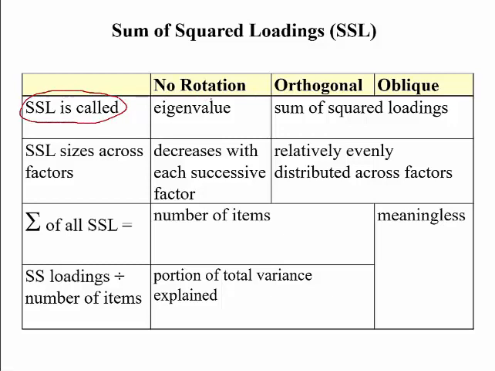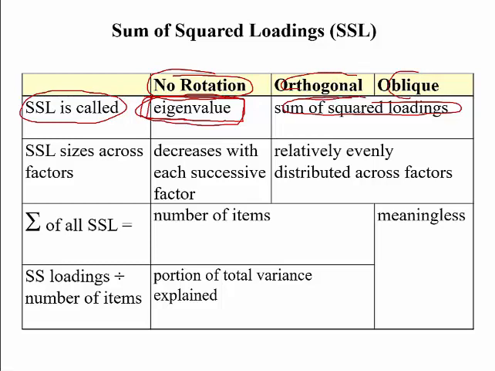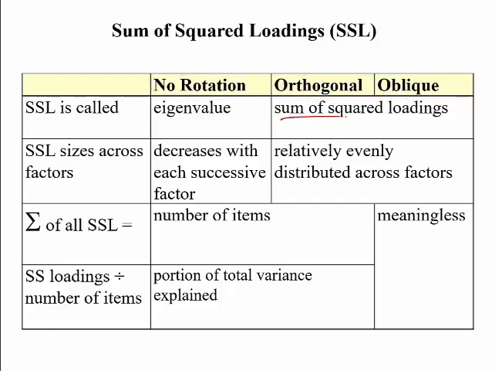We saw that in the example with no rotation, I called it an eigenvalue. So the eigenvalue is if you go down the column of loadings for a factor or component and square all the loadings for that component and sum those squared loadings, you call that an eigenvalue. And I just want to note that if you do rotation, we're no longer going to call that an eigenvalue. We will simply call it the sum of the squared loadings. So with no rotation, the terminology is the sum of the squared loadings is called an eigenvalue. But if you do rotation, either orthogonal or oblique rotation, the sum of the squared loadings is simply called the sum of the squared loadings. I won't call it an eigenvalue anymore. I'll just call it the sum of the squared loadings.